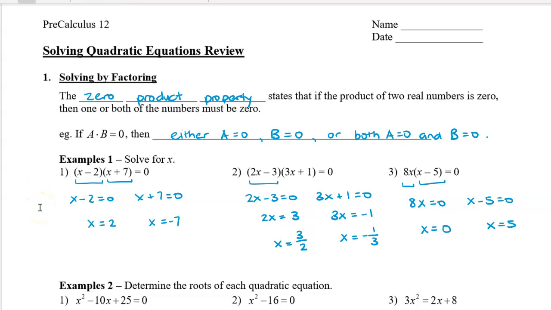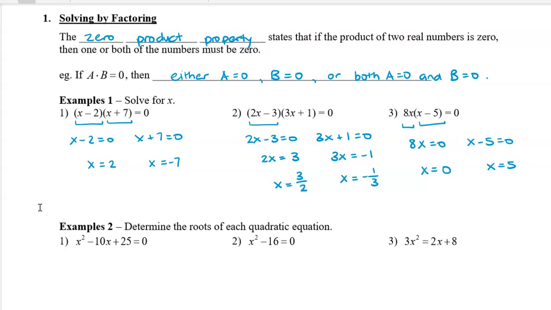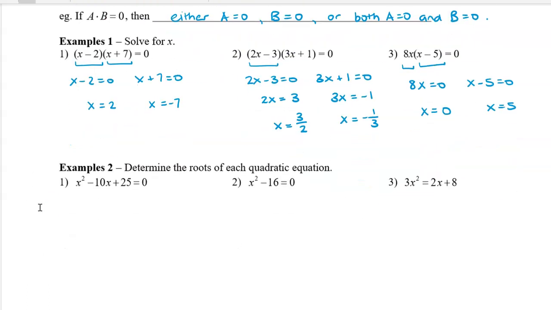In these examples, I already had it factored for you, so let's take a look at ones where they're not factored. We'll take a look at three here. Determine the roots. Remember that roots is another way to say zeros, which is another way to say solutions, or in our case, x-intercepts.